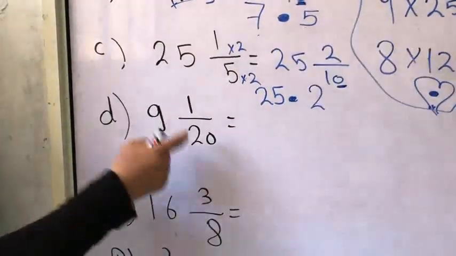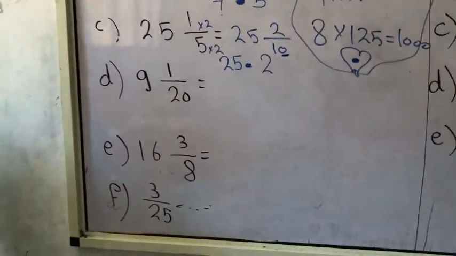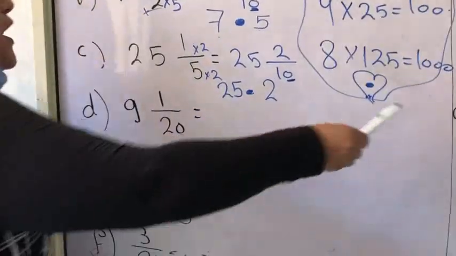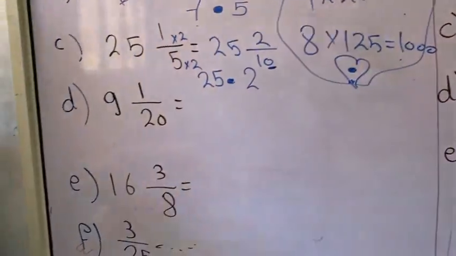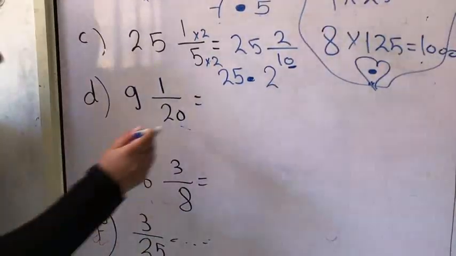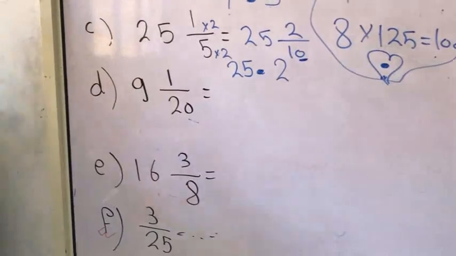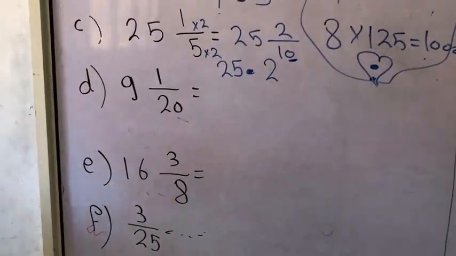Okay, another one. 20. Miss, is this ready? No, Junior. It's ready only when it becomes 10, 100, or 1000, not by counting zeros. This 20 is not equal to 10, not equal to 100, not equal to 1000. So I will convert it.